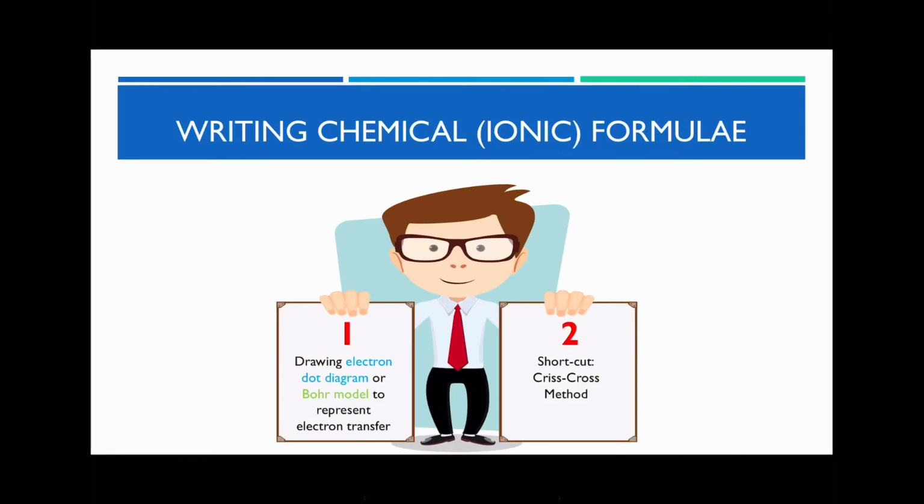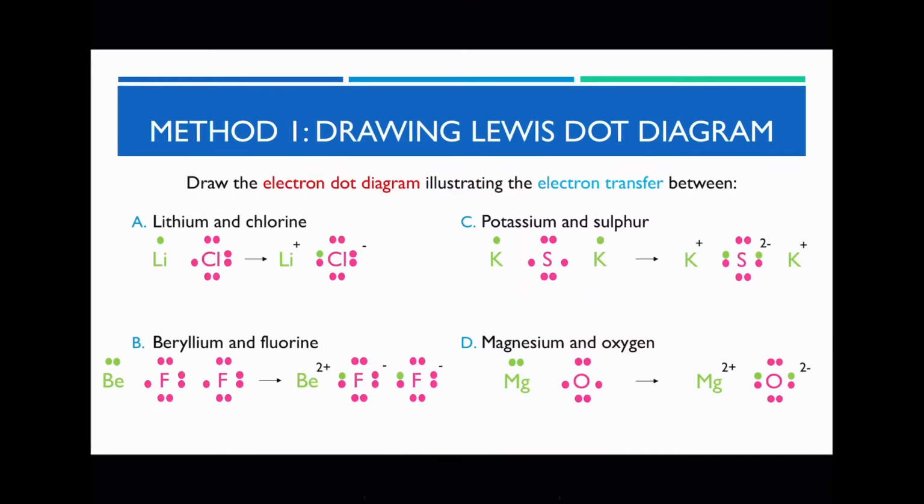We said that there are two ways for you to determine the chemical formula of ionic compounds. The first method is doing it the long way, where you have to draw the electron transfer processes and then count how many atoms are there at the end. So for instance, in this case over here, we looked at this particular example. After you've drawn it, notice that you've got one lithium atom with one chlorine atom. So therefore, it's going to be LiCl.